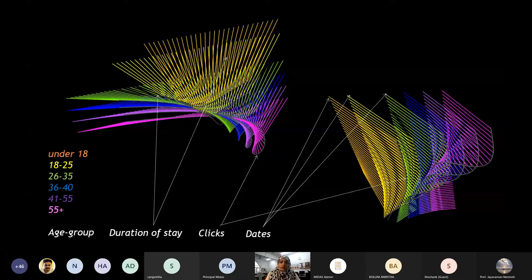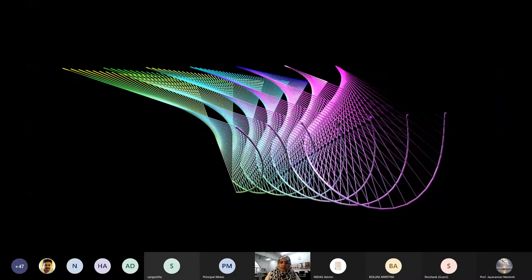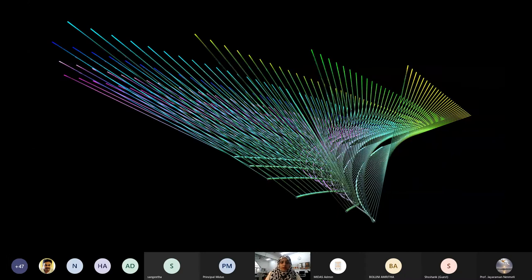So this is more like a 3D graph or a graphical representation of data. You have age group that is being represented by the color of the strings. You have the duration of stay on the website. So we studied the website and then we got this data and we applied it here. The duration of stay on the website determines the length of the string. The click map gives us these kind of curves that are then tweaked and adapted, and then the dates for visiting the website over a 6 month period of time are indicated over these six layers. And this is the kind of different views of the same installation.